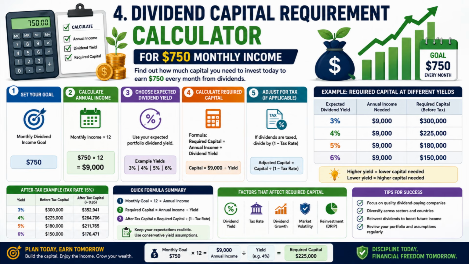Therefore, the quick calculation process is simple. Multiply the monthly income target by 12 to calculate the annual dividend income requirement. Then divide that annual amount by the expected dividend yield. Finally, adjust the result for tax if necessary.